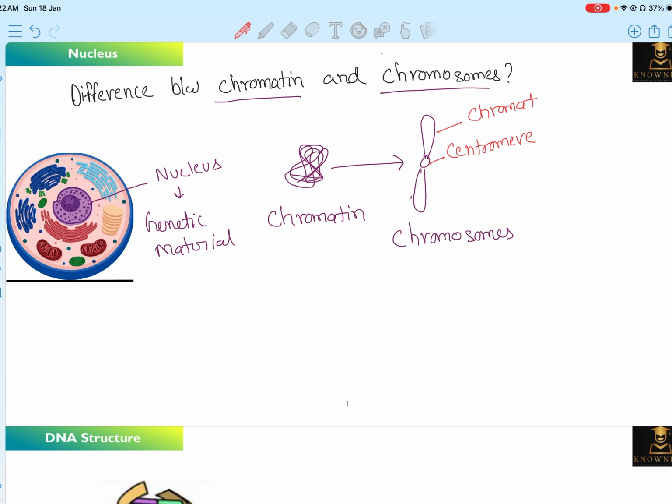So when the cell is not dividing, genetic material is present in the coiled form called chromatin. At the time of cell division, the chromatin condenses to form the chromosomes. Chromosomes have two parts, that is chromatid and centromere.